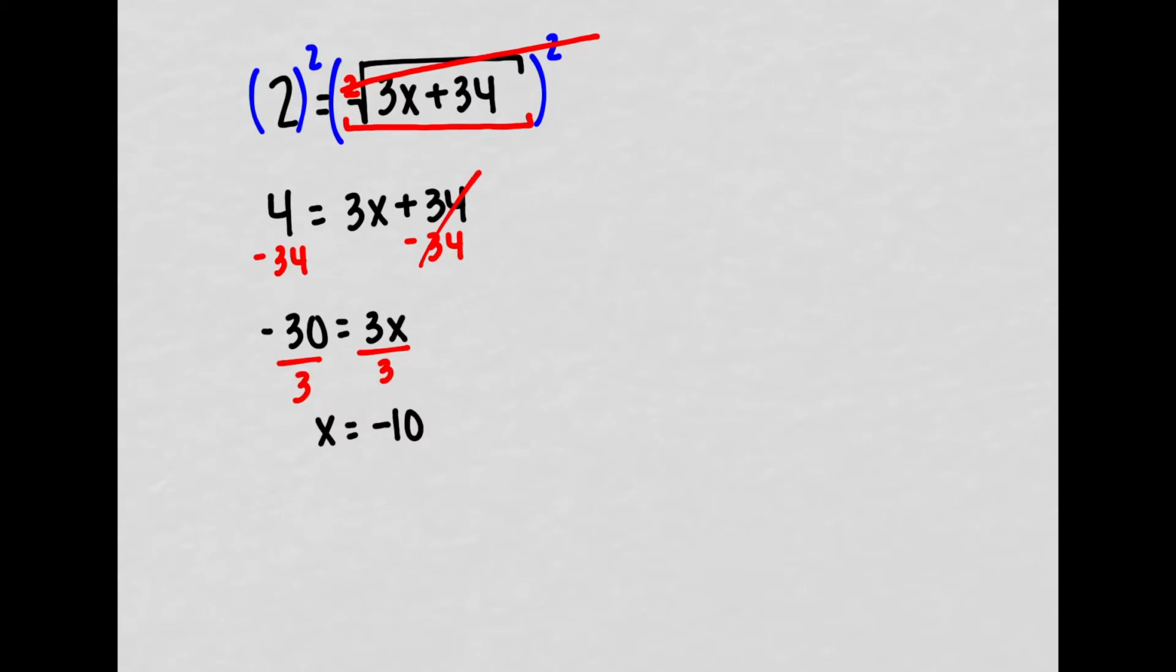Now we're not done here. Your last step in these kinds of problems is to check them, because sometimes you will have 2 answers, sometimes you'll have 1 answer, and sometimes you'll have no answer or no solution. When you're plugging this in, you have to plug back into the original. So our original was 2 is equal to the square root of 3x plus 34.